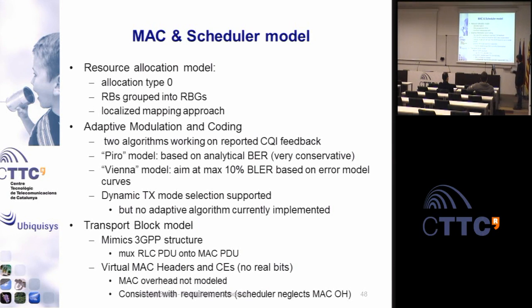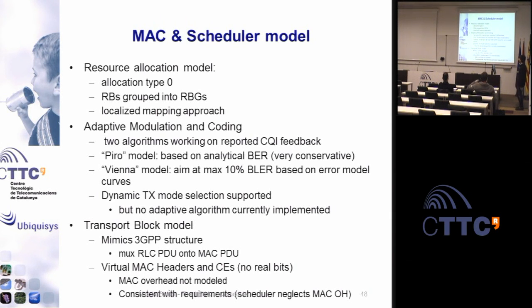For the transport block model, we have a kind of abstract model, so we mimic a bit the structure of 3GPP in the sense that for us a transport block is a collection of RLC PDUs that are multiplexed into a MAC PDU, but we do not implement the details of this MAC PDU. Particularly, we do not model MAC headers, and we do model MAC control elements, but without the actual data structure as defined by 3GPP. So we just have our own custom structure, and we do not model the overhead that is caused by these MAC headers.